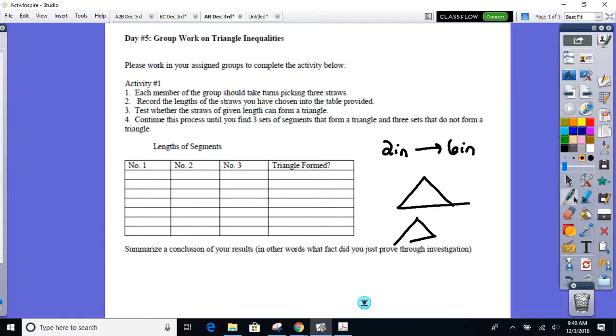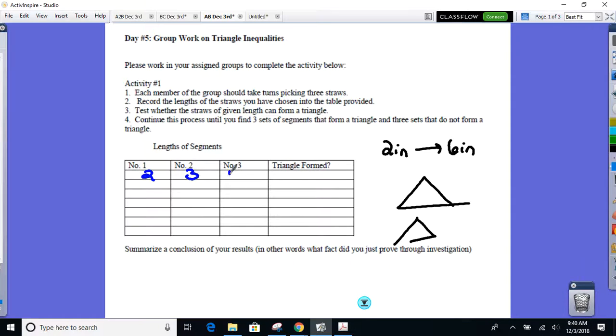All right, it's time to report our results. Let's start with the yeses. Can I get a group that got a yes for 3 of them? Billy, what'd you get? 2, 3, 4. Yep, that's a good one. 2, 3, 4 formed a triangle. Another one in this group? 4, 5, 6. That's a good one.